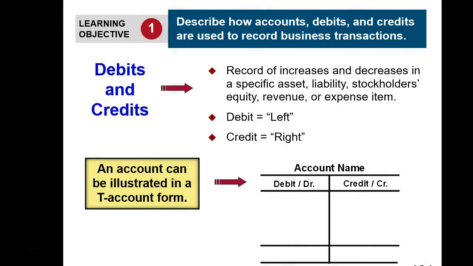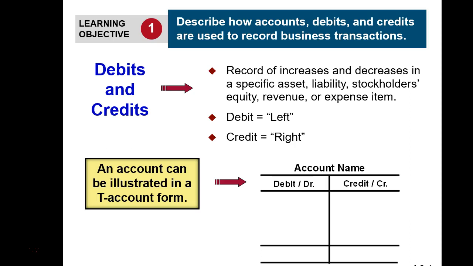Okay, in chapter 2, we focus on, again, learning how to record different types of business transactions. And we have this term known as debits and credits. Now, students often have their own definition of debits and credits. And I tell the students to dismiss your own definition and let's use the accounting definition for debits and credits.